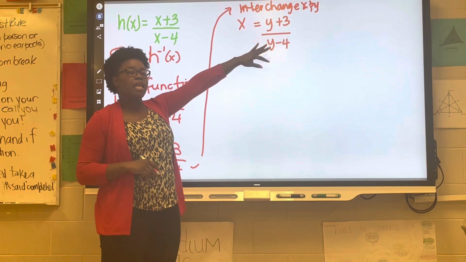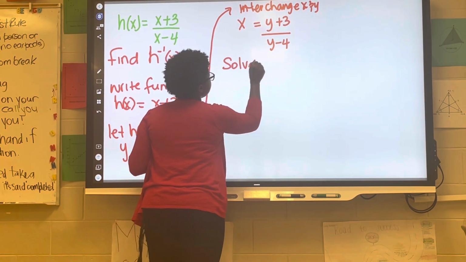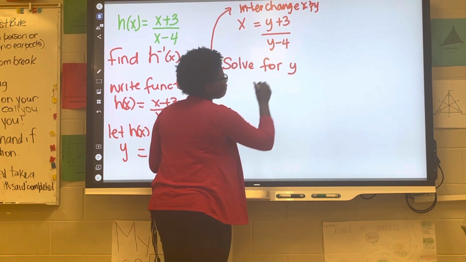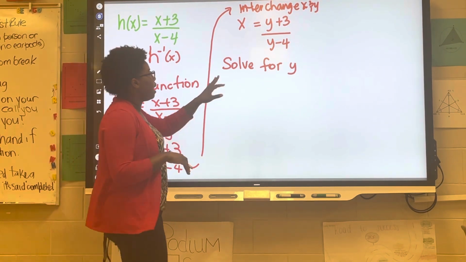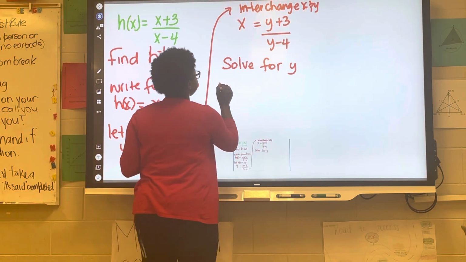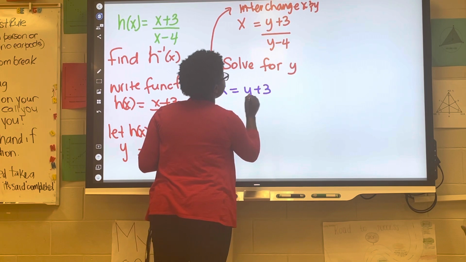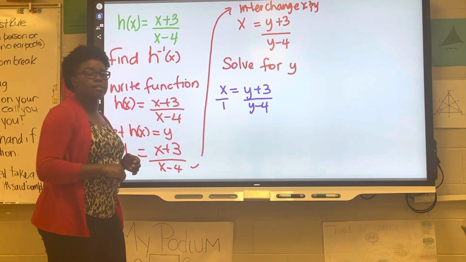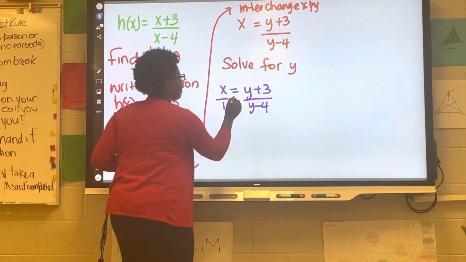So once we interchange, now it's time for us to solve, and we're going to solve for y. I must tell you guys that for this step, you need to be able to factorize simple expressions. Alright? So let's move on. So x is equal to (y + 3) over (y - 4). As you know, x is a whole number, so we can cross multiply with the butterfly method.